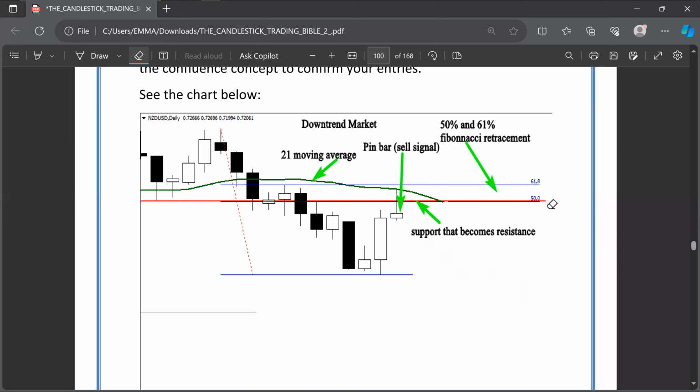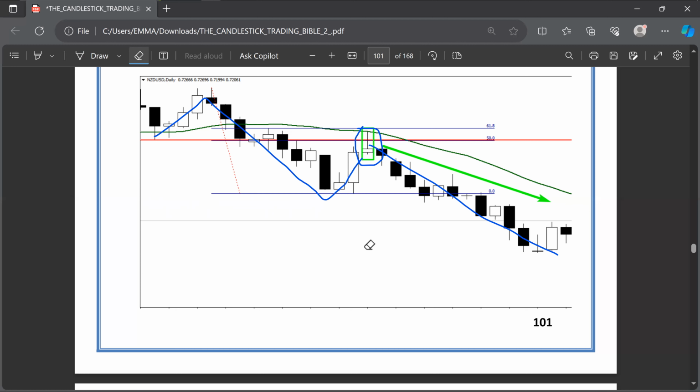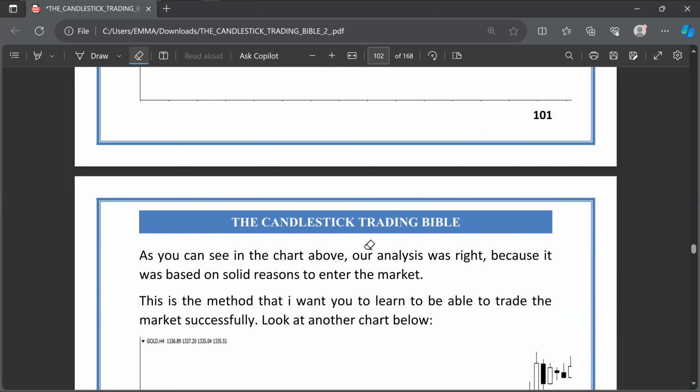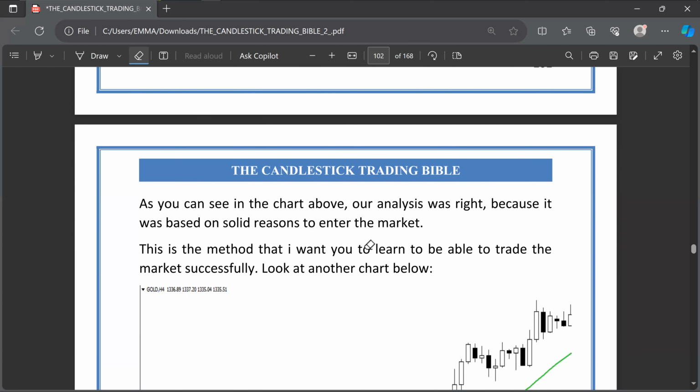So, your support and resistance, you can add a 21 moving average and then add the Fibonacci retracement. Don't add any extra thing to this. If you're going to do this particular strategy, trading the pin bar with the trend, the trending lines, right? With the trend. So this is the strategy that we are treating: trading the pin bar with the trend, with your factors of confluence. So that's what we are treating.